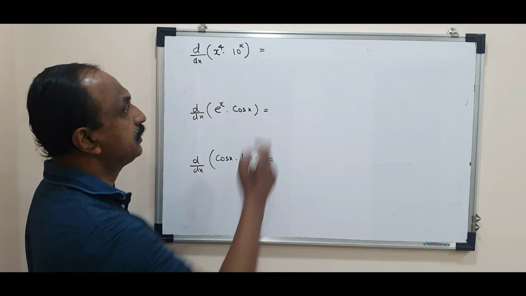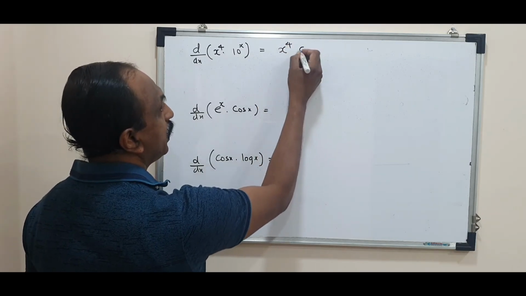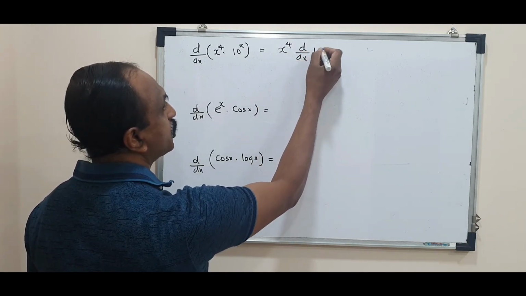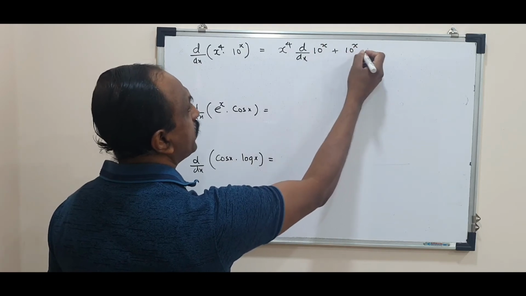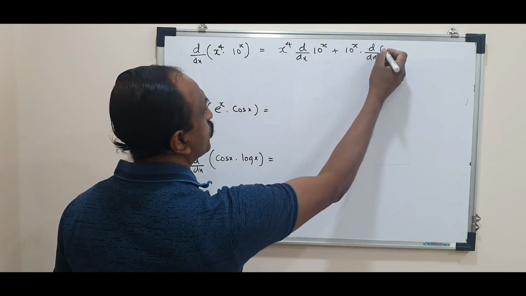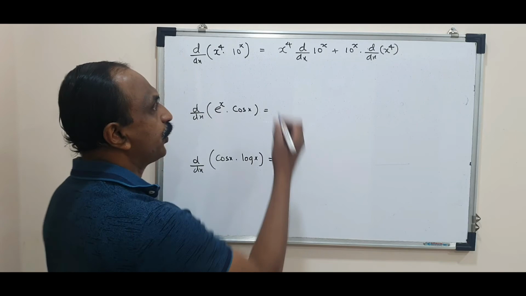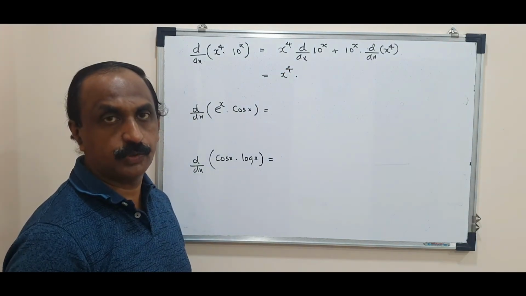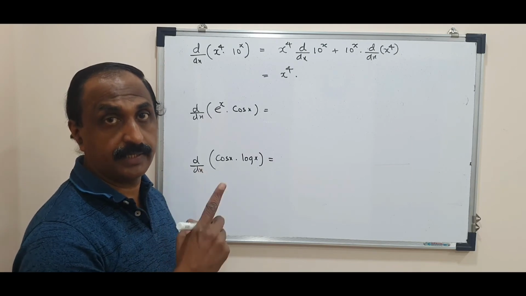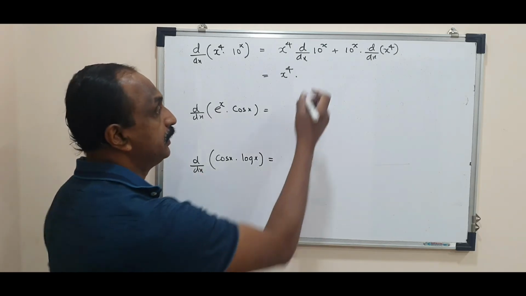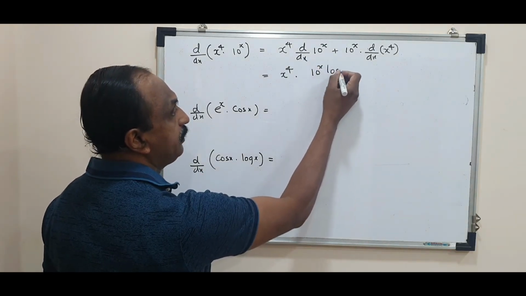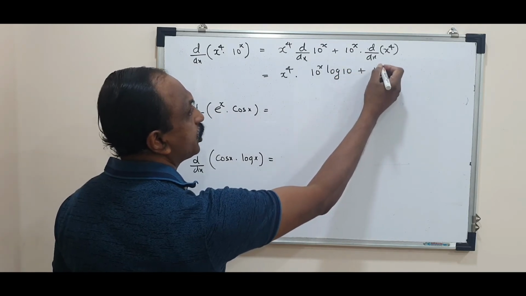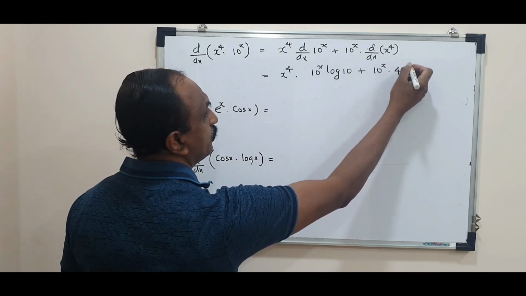Product of two functions: x raised to 4 into the derivative of 10 raised to x, plus 10 raised to x into the derivative of x raised to 4. So your answer will be x raised to 4 into the derivative of 10 raised to x. Recap the formula and write it so that you remember it: 10 raised to x log 10 plus 10 raised to x into 4x cube.